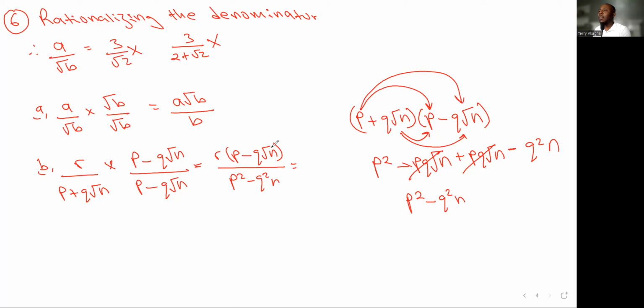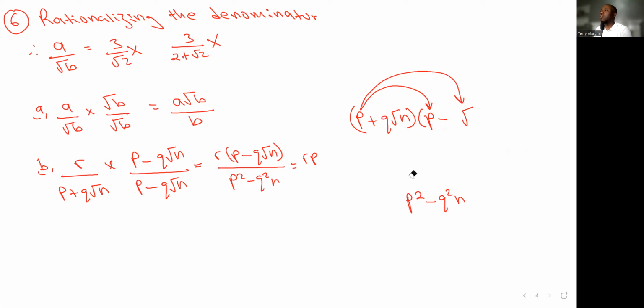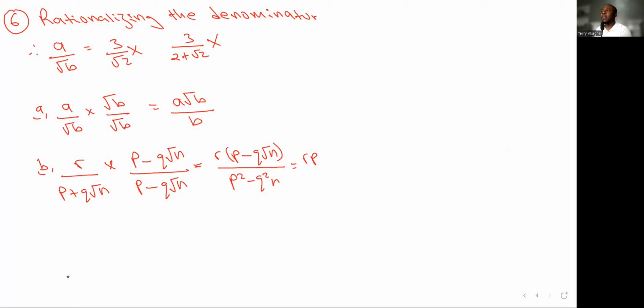So we can finally write this as RP. Let me clean this up. All right. So we can write this now as RP minus RQ root N divided by P squared minus Q squared N. All right.